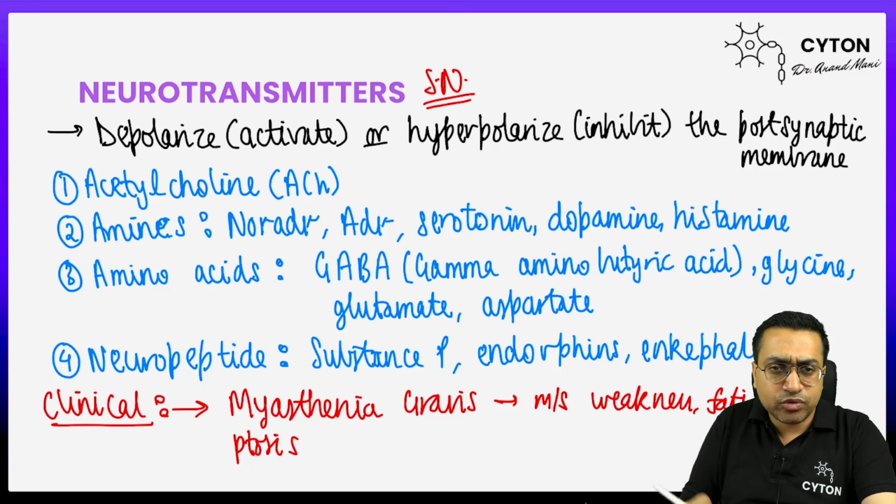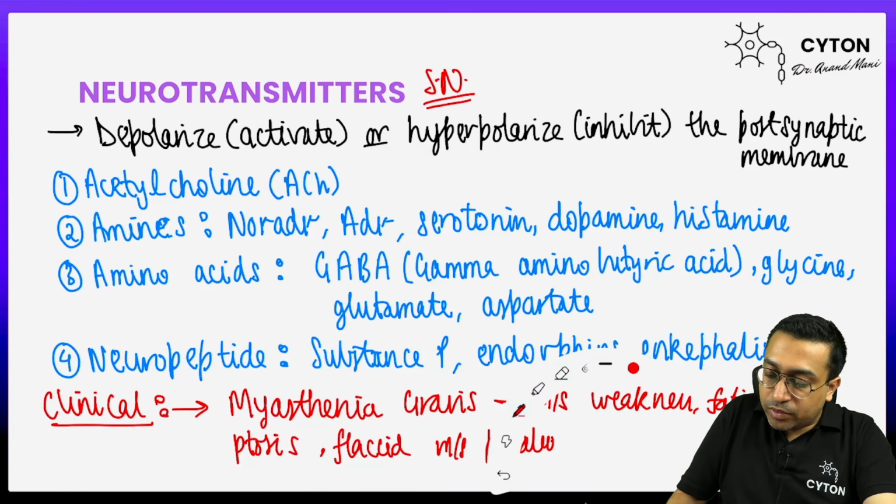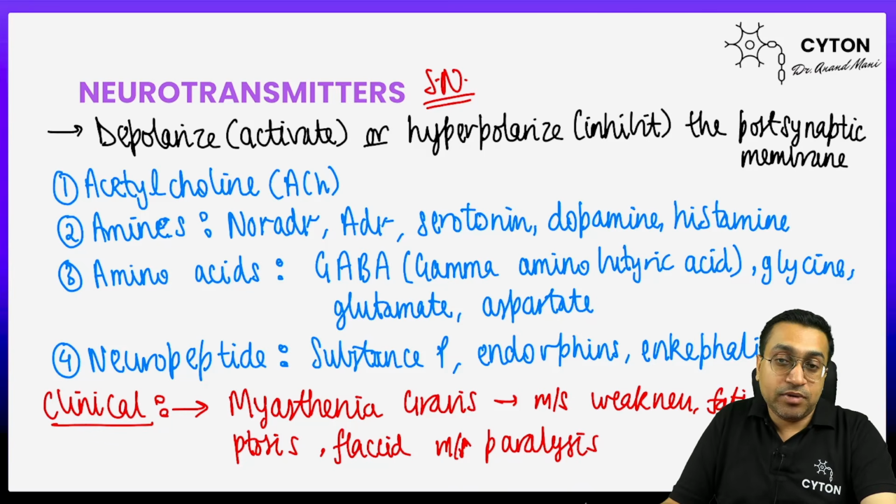We will study that also in detail, don't worry. Then flaccid muscle paralysis. Don't worry, again this will also come up in detail in physiology as well as medicine as well as neuroanatomy later on. So flaccid muscle paralysis. So just remember myasthenia gravis.